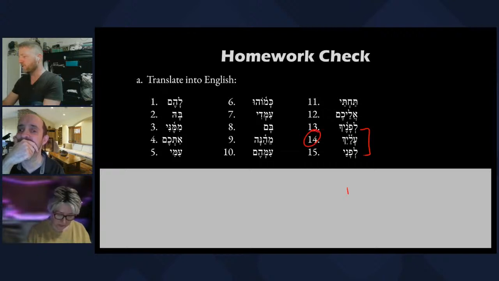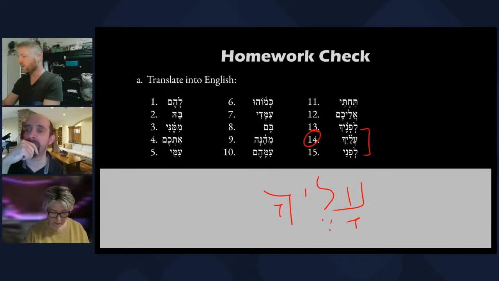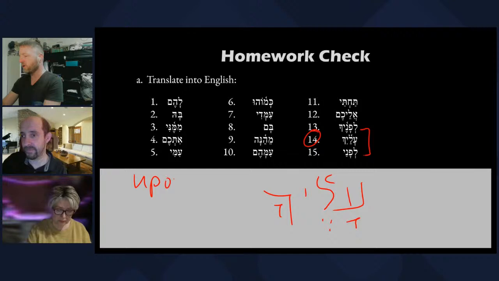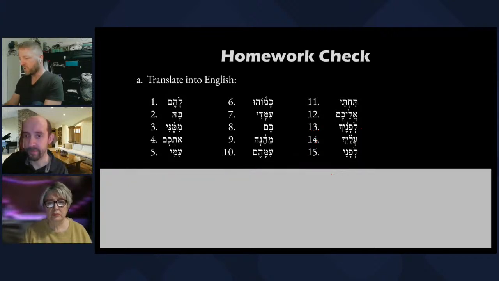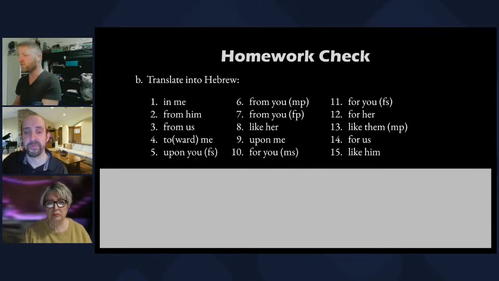And so we've got 14, alaich, which is like alecha. Alecha is masculine, and alaich is feminine, so it's upon you, feminine singular. Okay, alaich. So alaich Zion, upon you, O Zion. Translate into Hebrew. This is a bit more difficult.